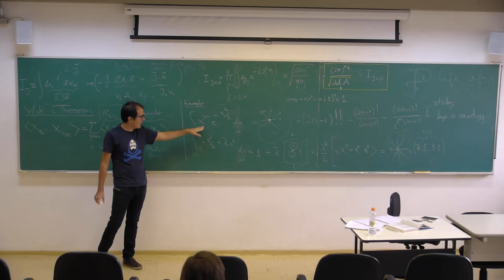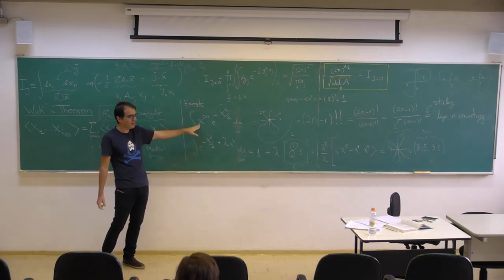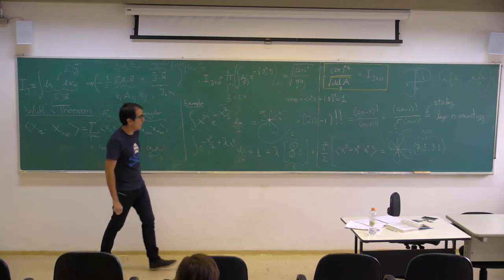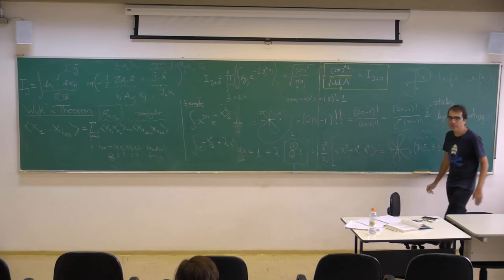I already did x to the n, we go to n, and we see how many ways are connected. 8 is just particular. Your eights, there are 105 ways of connecting them. Each way is one.